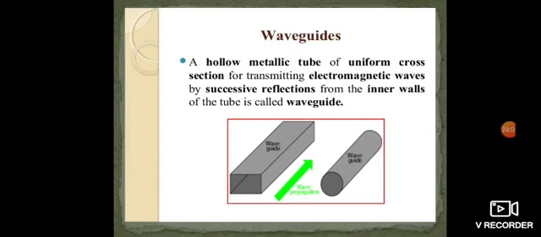You can see in this figure that there are two types of waveguides, rectangular and circular. The one with a circular cross sectional area we call circular, and the waveguide with a rectangle, that is length and breadth, we call a rectangular waveguide. So it is a hollow tube with a uniform cross section for transmitting waves by successive reflection. That means internally we have reflections in the tube, which is called a waveguide.